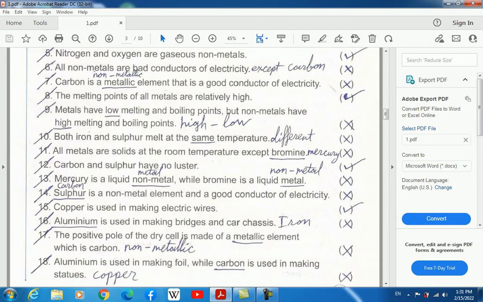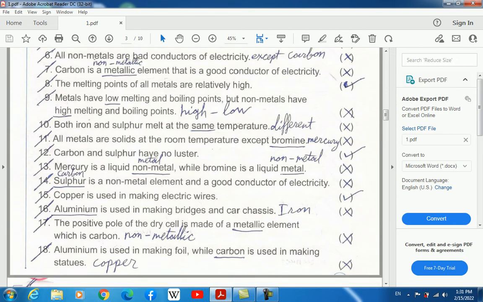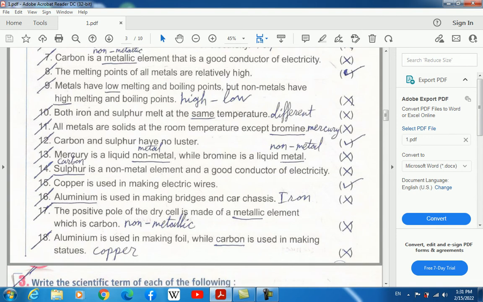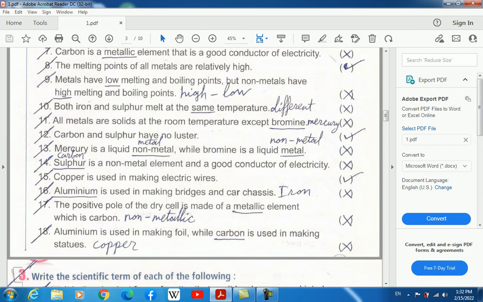5. Nitrogen and oxygen are gaseous non-metals. This is also fine. 6. All non-metals are bad conductors of electricity. This is false. Not all of them. All of them except carbon, because carbon is a non-metal and is a very good conductor of electricity. 7. Carbon is a metallic element that's a good conductor of electricity. This is false because it's not metallic, it's a non-metallic element.